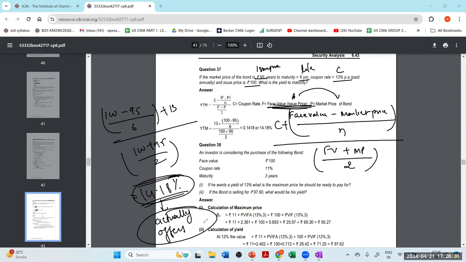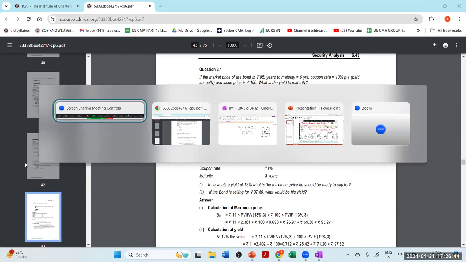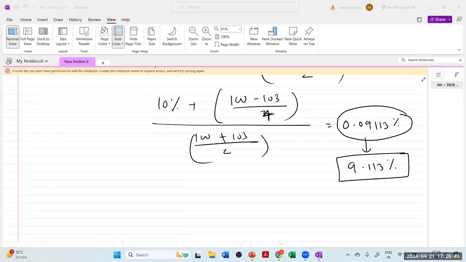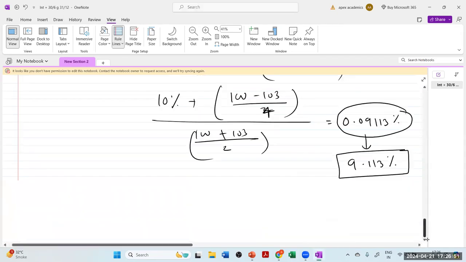Does everybody understand this concept? Yes or no? Please tell me that. Students, do you understand? Yes. Yes? Okay. So now, let's pay attention over here. Sir, can you repeat? Yes, I will. Don't worry. I'm repeating, okay?